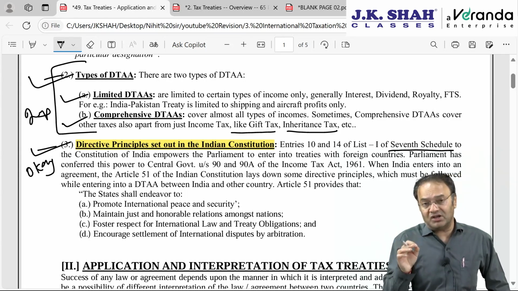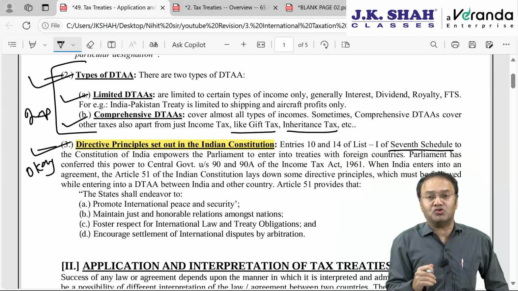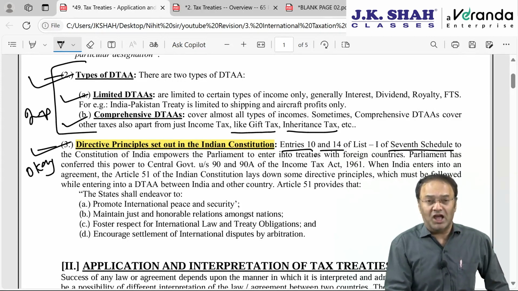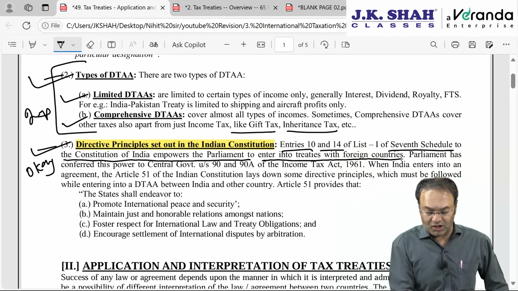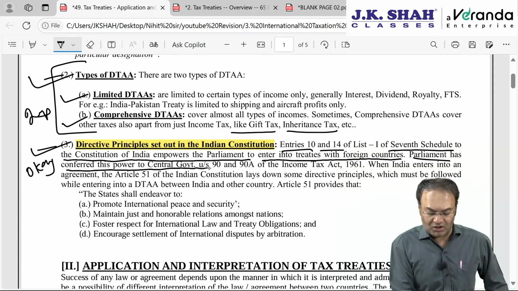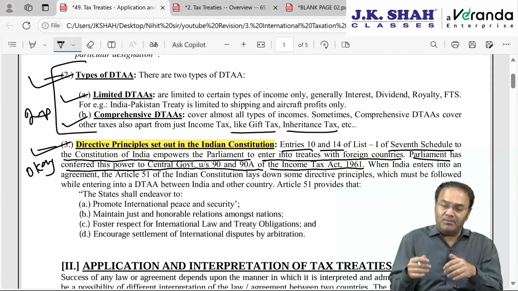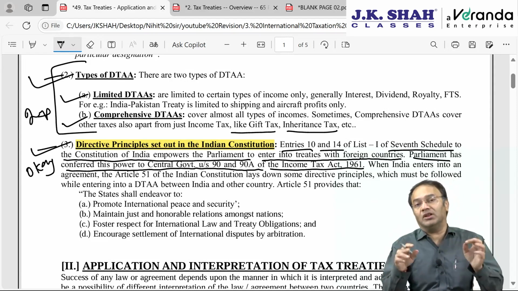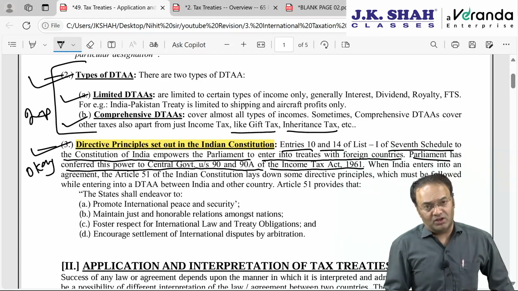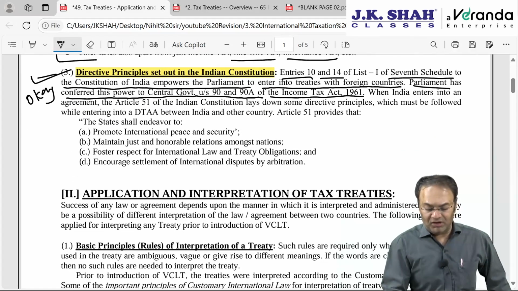Out of the 3 lists given in the 7th Schedule to the Constitution of India, in the first list, the Union list, entry number 10 and entry number 14 empower Parliament to enter into treaties with foreign countries. Now, as per entry 10 and entry 14, Parliament is empowered, and Parliament has conferred this power to the central government under section 90 and 90A of the Income Tax Act. Parliament would include the ruling party as well as the opposition party combined together, but the power is ultimately given to the ruling party, that is the central government, and ruling party would mean the Finance Minister.